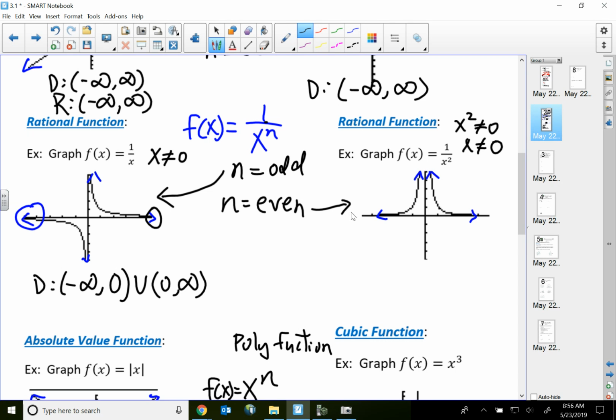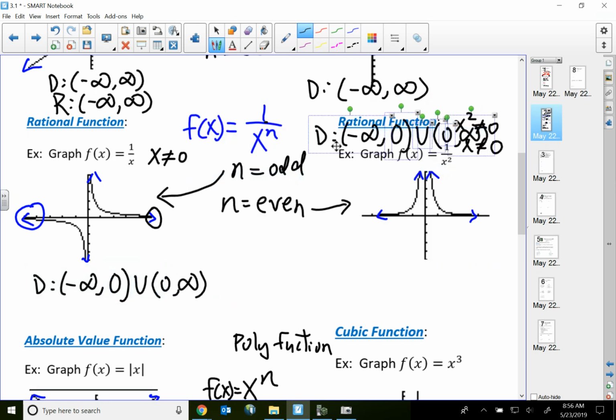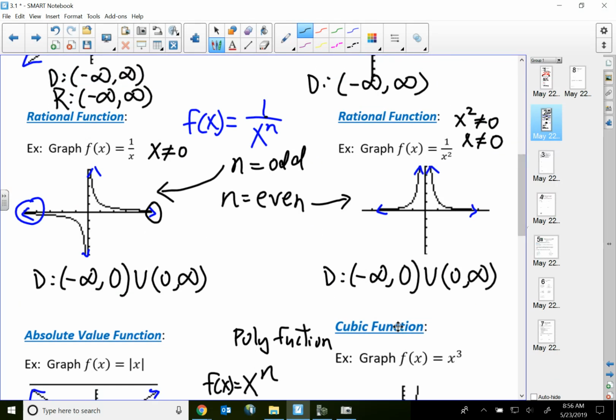But as my x value comes from the left, it will get as close to 0 as I can, but it's never going to be exactly 0. So the domain for this 1 over x squared will also be this. All right, there's a lot about rational functions that we're going to talk about later on as well. So right now I'm just going to quickly write down the domain, with the restriction already written.